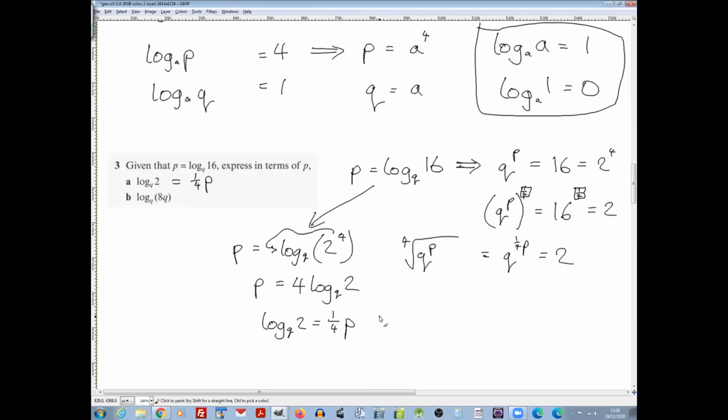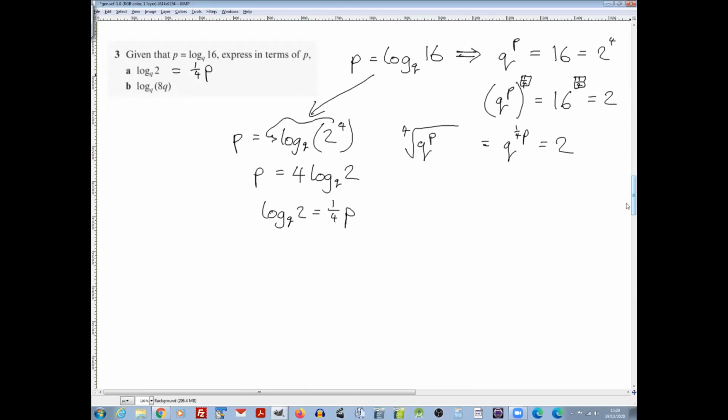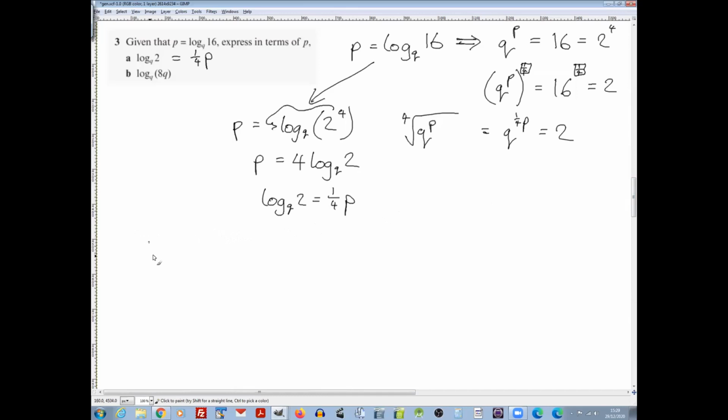But how is that to do with 8Q? Well, just as there was a more mechanical way of doing A than the clever way, I'm going to suggest with 8Q we start using the mechanical way and just say, if we want to compare this to this, can we somehow express 8Q as a power of 2, like we did here? Okay, so 2 to the power of 3. And Q. Then we'll get back to P from there. Yes. So starting, just rewriting, log to base Q of 8Q.